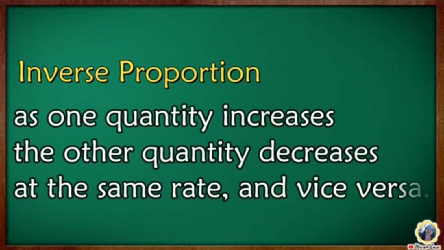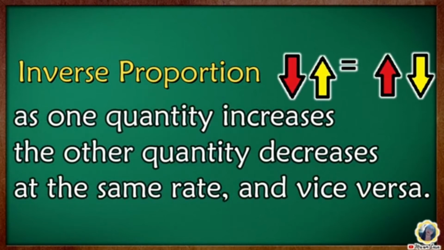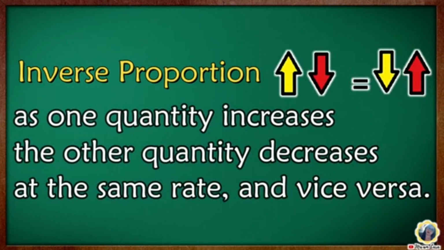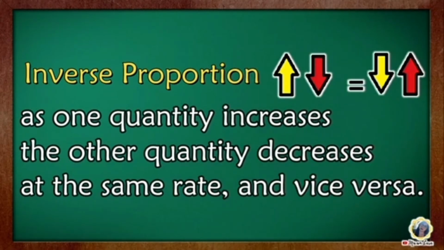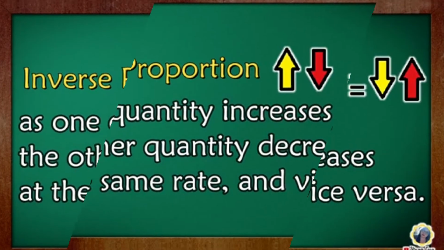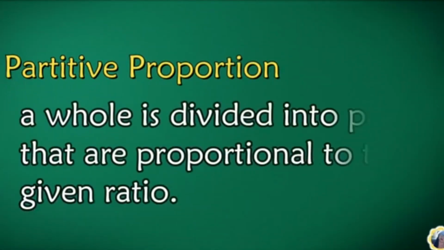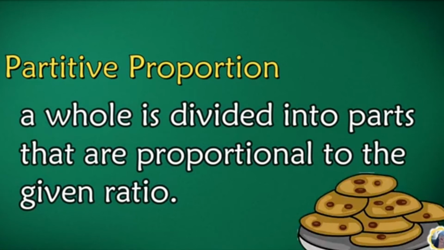Now there is another one which we call the inverse proportion. In this type of proportion, as one quantity increases, the other decreases at the same rate, and vice versa. Now let's look at the final type, which is the partitive proportion. In this type of proportion, a whole is divided into parts that are proportional to a given ratio.